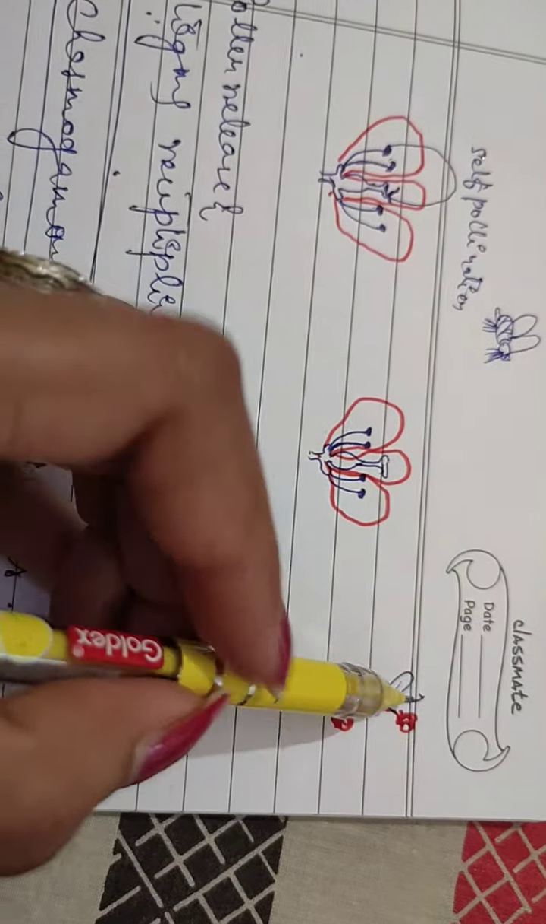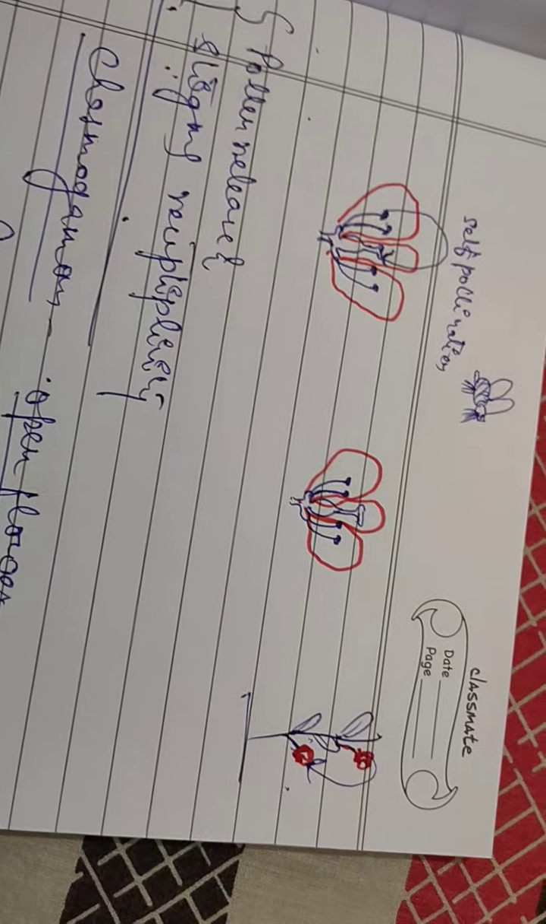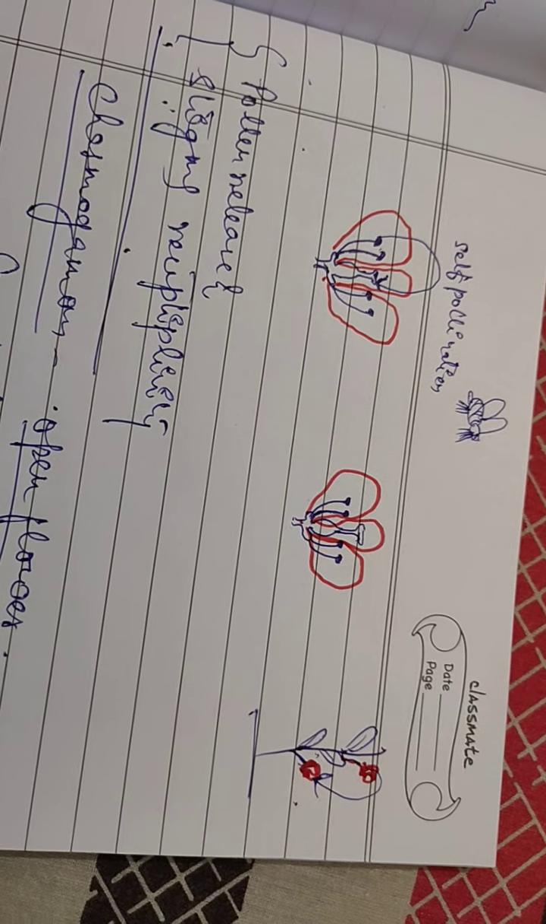Next is geitonogamy. It is the transfer of pollen grain from the anther to the stigma of another flower of the same plant. You can see it like this. This is called geitonogamy: transfer of pollen grain from the anther to the stigma of another flower of the same plant.